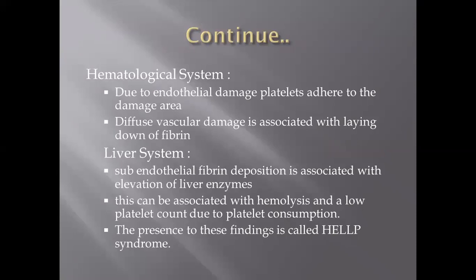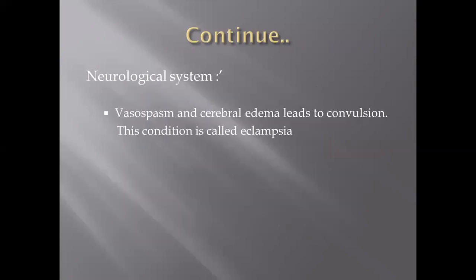HELP syndrome is associated with a range of serious complications such as acute renal failure, placental abruption, and stillbirth. Neurological system: vasospasm and cerebral edema lead to convulsion, and this is also a complication of preeclampsia. This condition is called eclampsia. Hypertension, proteinuria plus development of fits is called eclampsia.